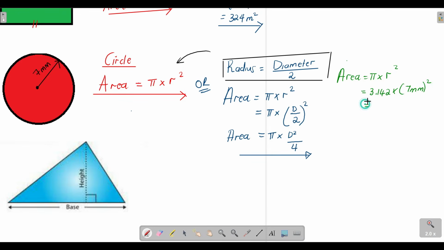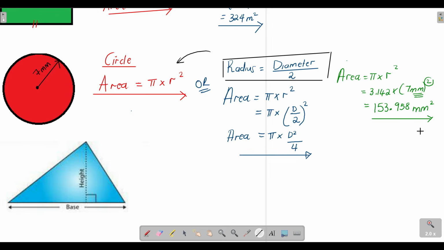Then from there we're going to punch everything into our calculator. Please note here, if you punch it into your calculator, you're going to take 3.142 multiplied by, open your bracket, 7, close your brackets, to the power of 2. That gives you 153.958. And remember here, we've got millimeters squared because we squared the 7. So we also need to square those millimeters. So it's millimeters squared. That is the area of this circle.